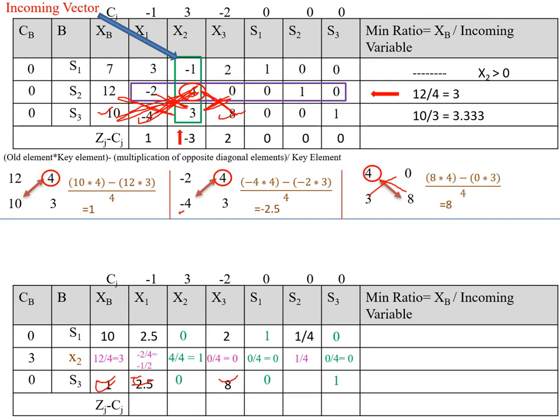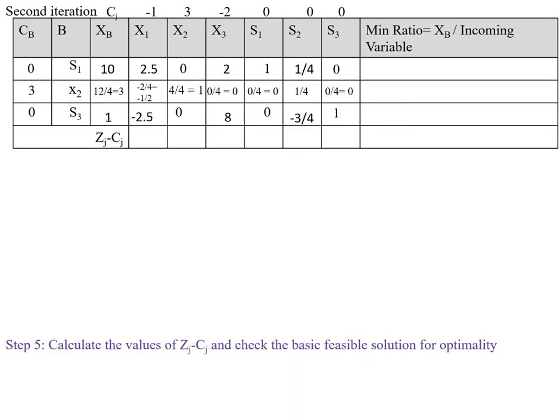Enter the 8 here. So next element is here, this value is the 0, and we have to identify the key element here, and the opposite diagonal elements for these two are 1, 3. So enter 1, 3 here and do the calculation. So we will get the -3 by 4. So we have to enter the -3 by 4 value here. So this is the new simplex table.